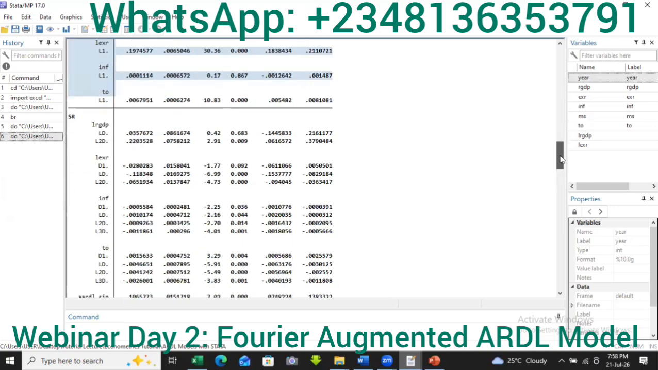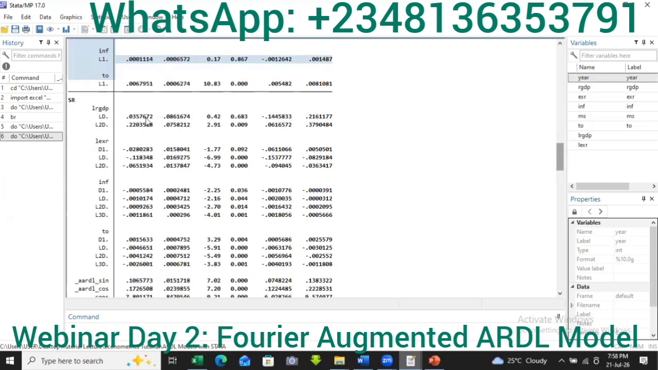Okay, so moving to the short run, you can see the focus is on log of exchange rate. We have the coefficient here. Look at the coefficient here. It is not significant, because the conventional significance level we adopt is 5%, so it's not significant.